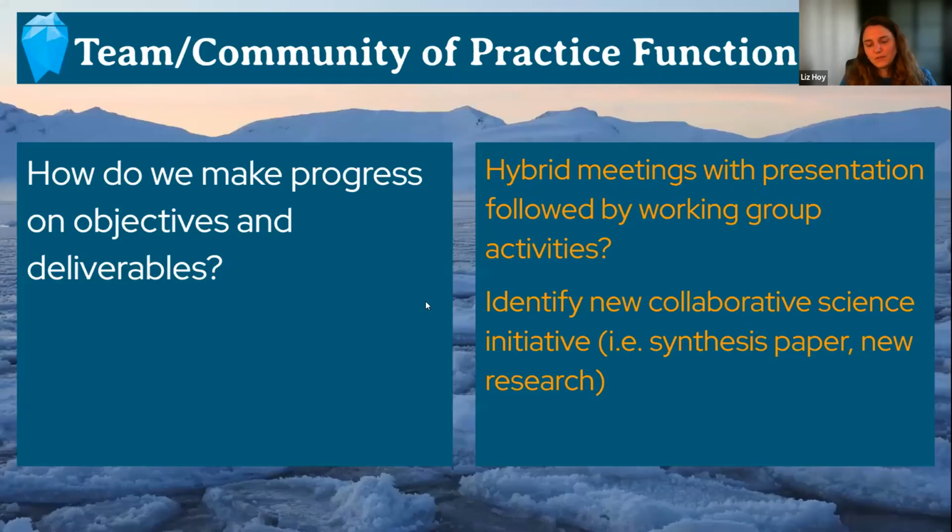So as a community, we want to think about, how do we make progress on these objectives and deliverables? Do we continue having hybrid meetings with presentations followed by maybe working group activities? Do we want to have some kind of smaller working group focused on developing a white paper or a publication or some type of tool or product? And are there new collaborative science initiatives that we should be thinking about as a group or making group members aware of?